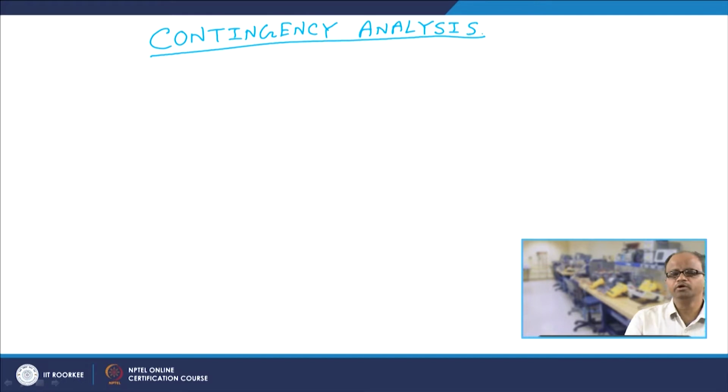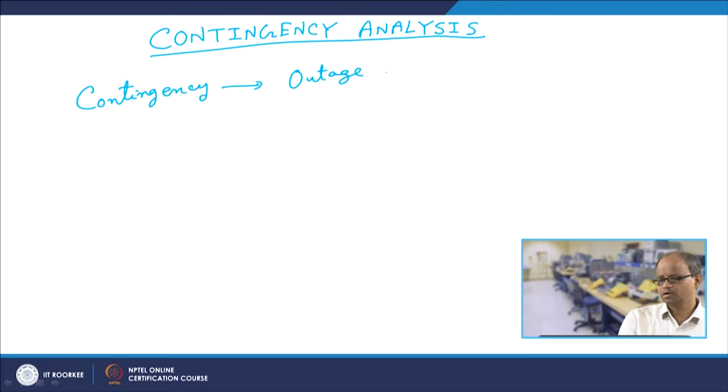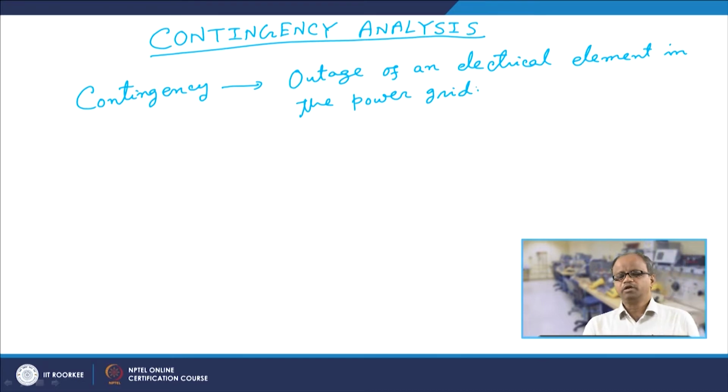Before I go into the detail of contingency analysis, we need to first understand what contingency means. In the context of our system, this term contingency means the outage of an electrical element in the power grid.